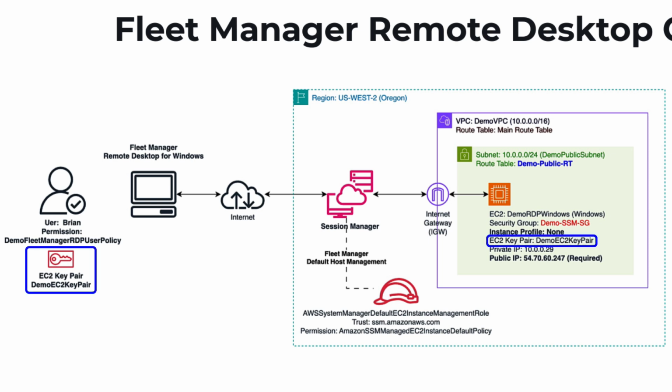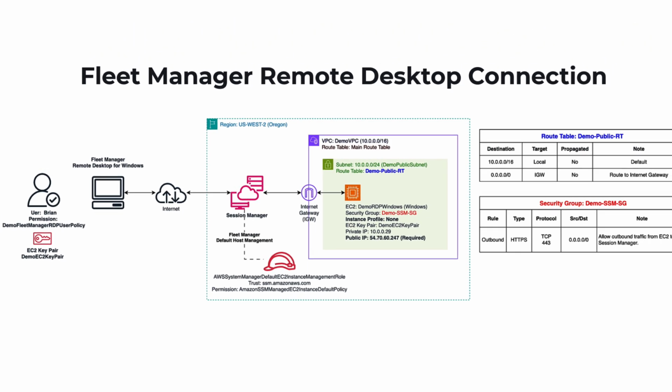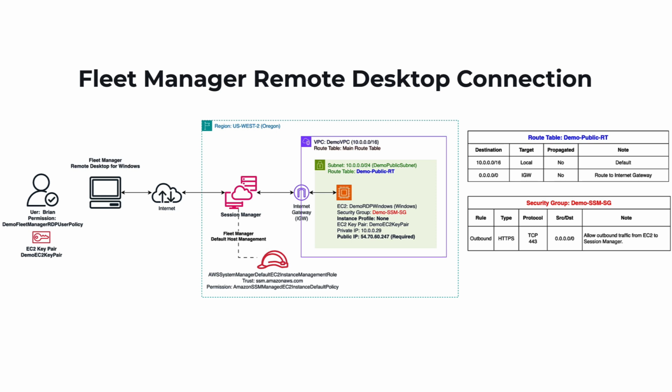All of the components are the same as the previous use case except for two items. First is that the EC2 will require a key pair since I'm going to need it to decrypt the administrator's password. Second is that Brian IAM user will need slightly different permission in order to connect using Fleet Manager's RDP connection. Other than that, everything else is the same, including Fleet Manager's default host management and all other networking constructs. So the first thing I'll do is launch a new EC2 with a key pair.